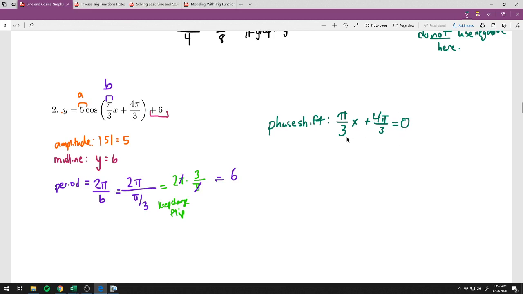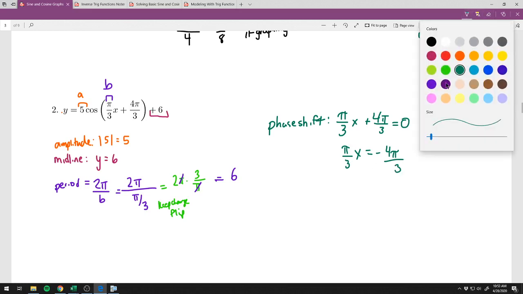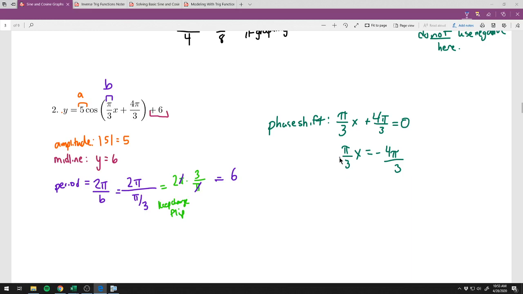Okay, so we subtract the 4 pi over 3, we get pi over 3 times x equals negative 4 pi over 3. And then if you want to get x by itself, the easiest thing to do is multiply by the reciprocal, multiply by 3 over pi. Everything cancels out over here, and we get a lot of canceling out on the other side. The 3s and the pi still go away, and we got x equals negative 4. Since this one is negative, once again, we're shifting to the left, and it is 4.